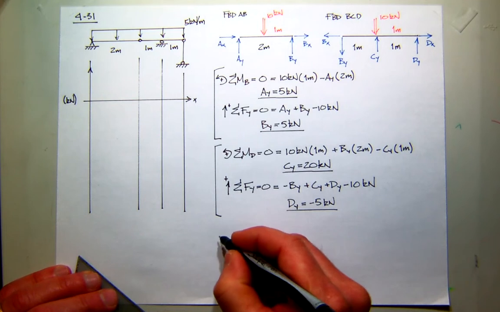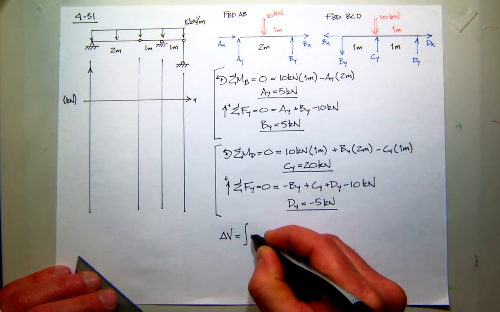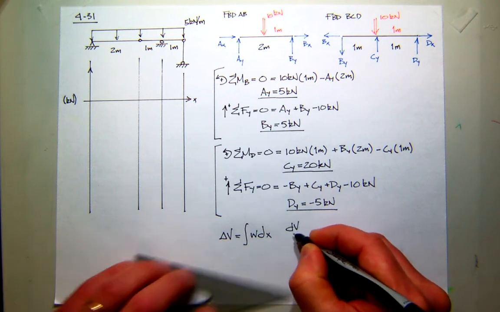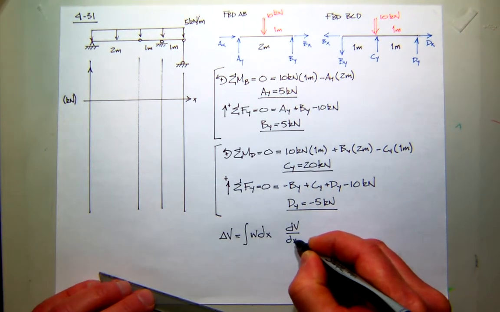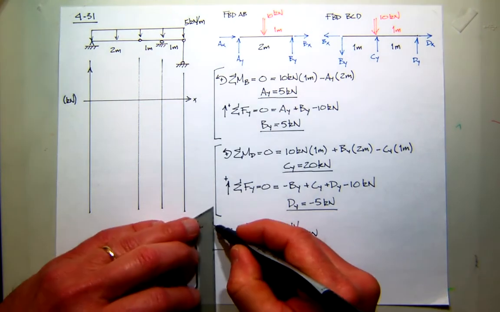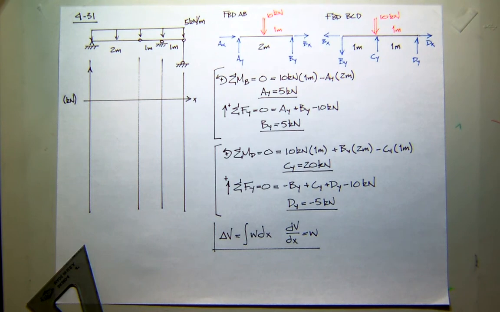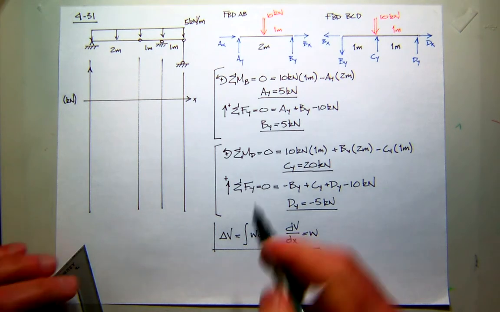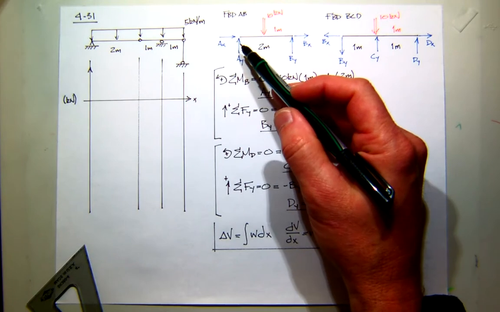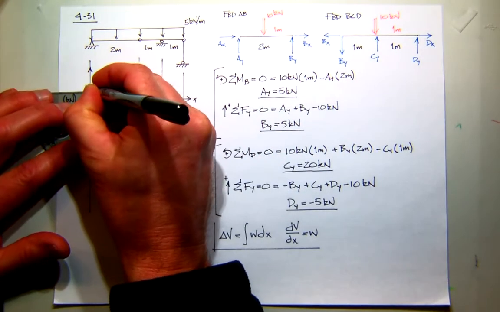And I'll come down here and remind you that the change in shear is the area under the load curve. And of course, the slope of the shear diagram is equal to the load. So let's not forget our fundamentals for constructing the diagram. So what is the shear at A? Well, 5, and it's up, so up on the left side is positive shear. So we're going to start at 5.